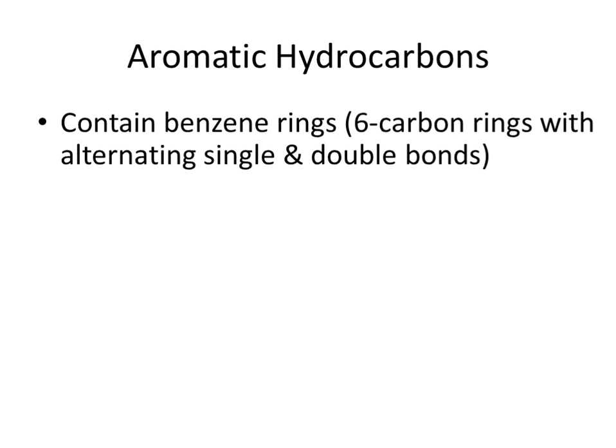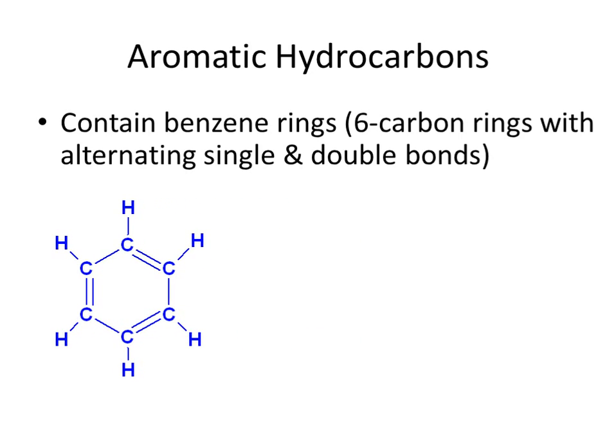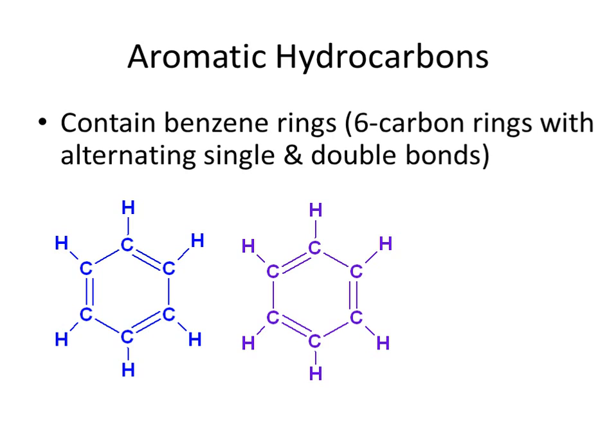Aromatic hydrocarbons are hydrocarbons that contain a benzene ring. And a benzene ring is a 6-carbon ring that's going to have alternating single and double bonds, as is seen here. Now, in looking at this structure, you might say, well, can't we have the single bonds and the double bonds moved around? And the answer is, we can indeed. That will produce similar structures, such as this one seen here.